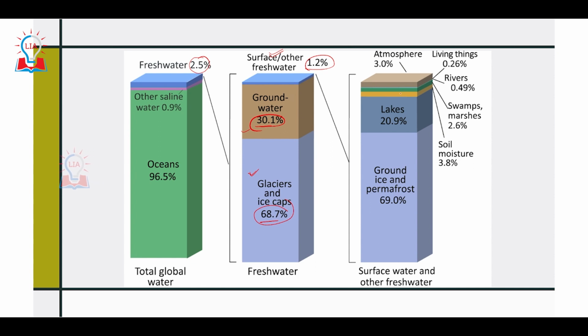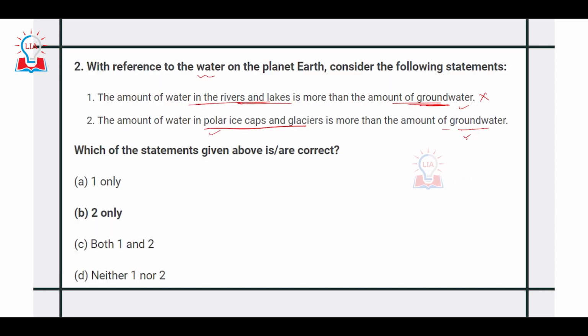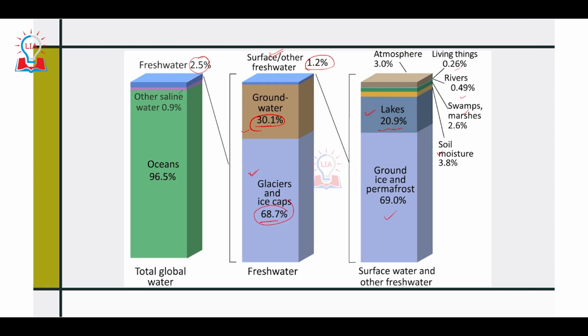And then within the surface water we can see the distribution is 69% in the form of ground ice and permafrost, 3.8% is soil moisture. Lakes are the area that is having the highest amount of surface water on the earth, that is almost 21%, and then we have in atmosphere slight or small amount of water, in the rivers, swamps and living things. So that is how the distribution of the water on the planet earth can be understood. So obviously the correct answer will be B. Only second option is correct, first statement is incorrect.